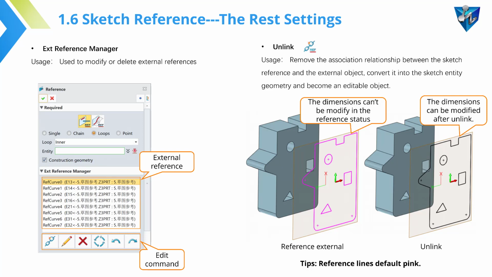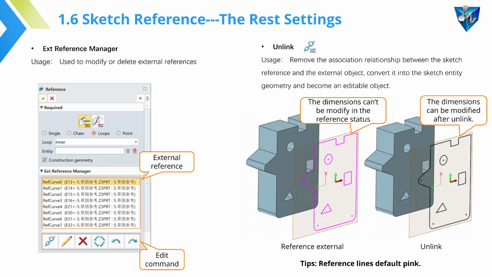And another one is the unlink. This tool is normally used to remove the association relationship between the sketch reference and the external object. When you unlink the reference, it is converted into sketch entity geometries and becomes editable. But if you don't unlink the reference, the dimensions cannot be modified because it is in the reference status.